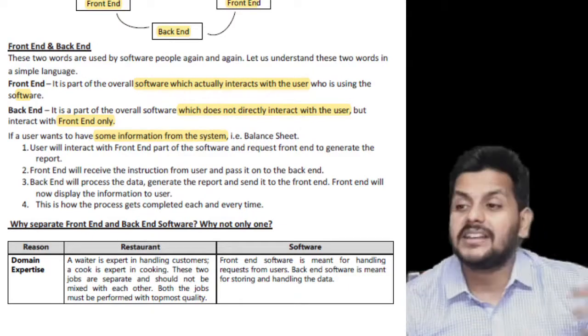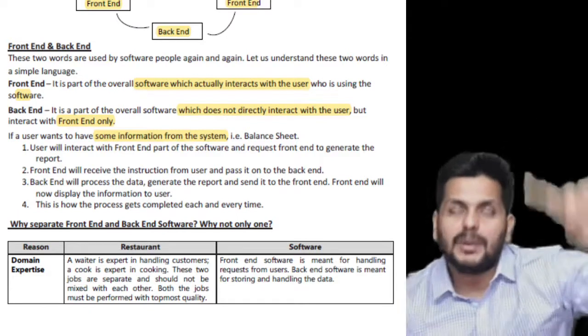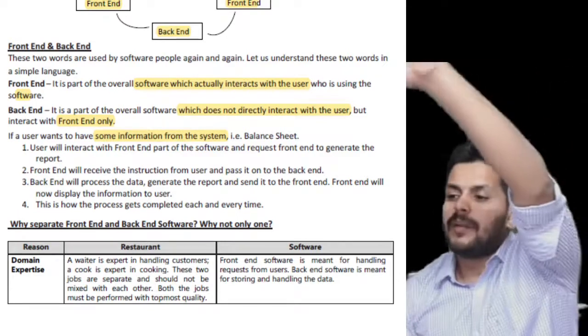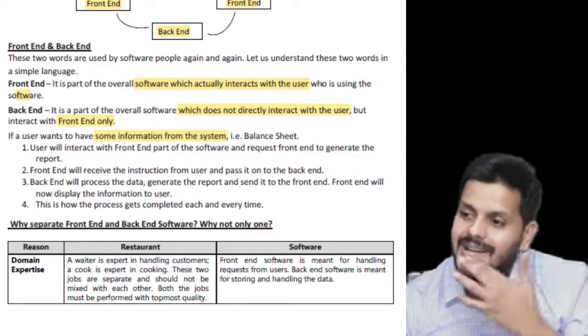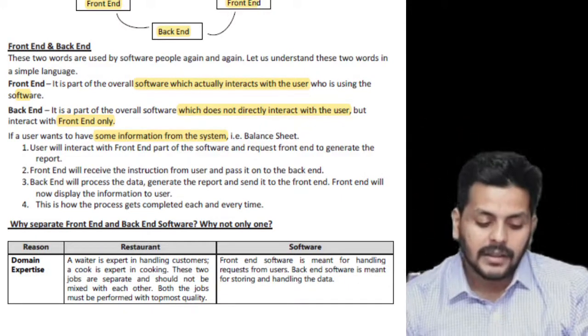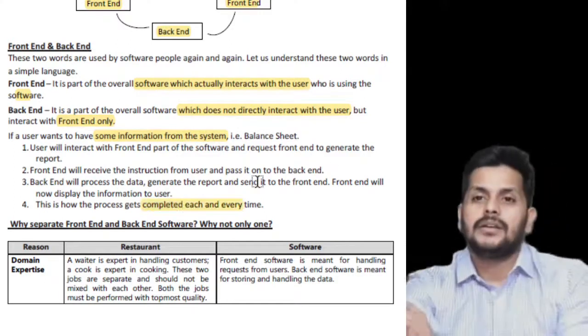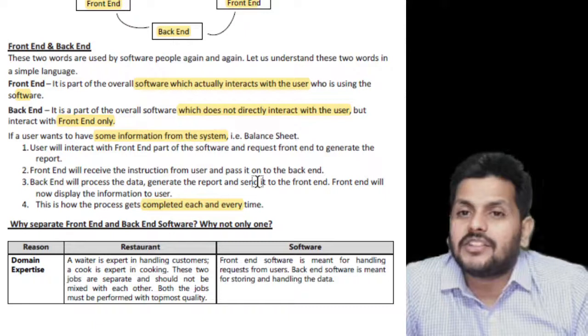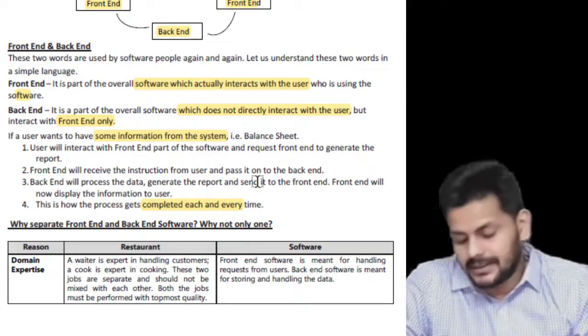I think more than the text, I showed you better by showing the flow. First we'll click on Report, then the drop down will come, and we'll click on balance sheet. Both will be communicated to the back end. The back end will pull out all the details of the balance sheet and throw it back on screen. Got it? This is how the process gets completed each time. And this is for your quick information as to what is front end and back end.